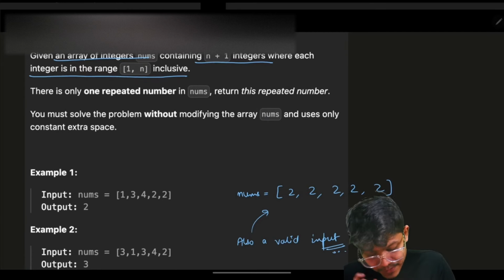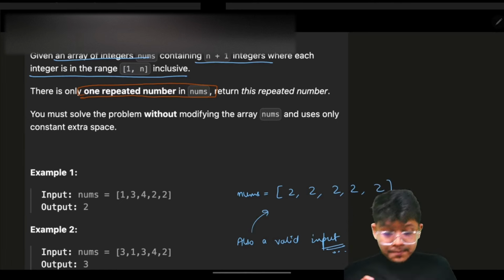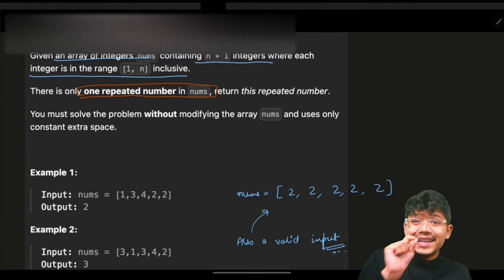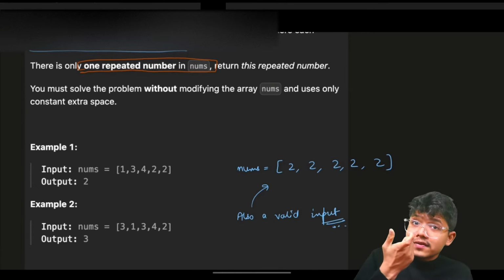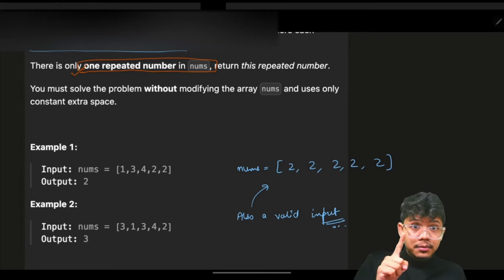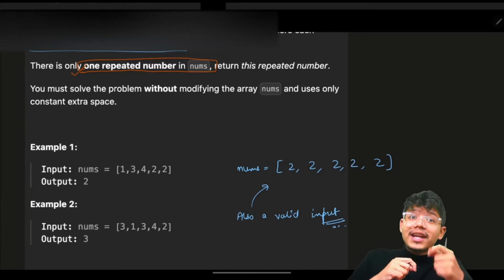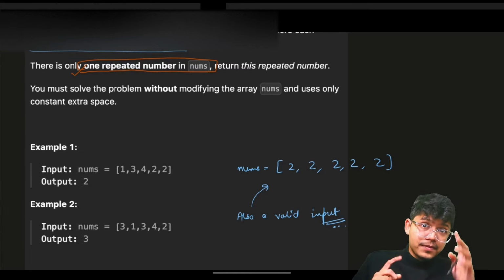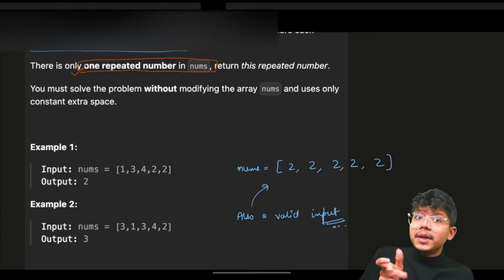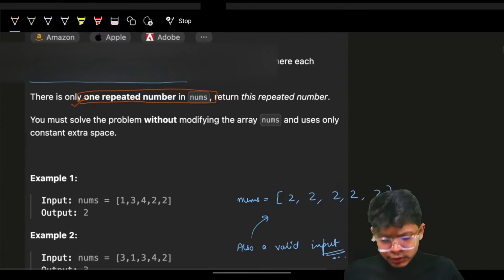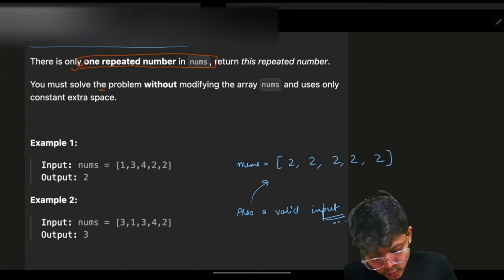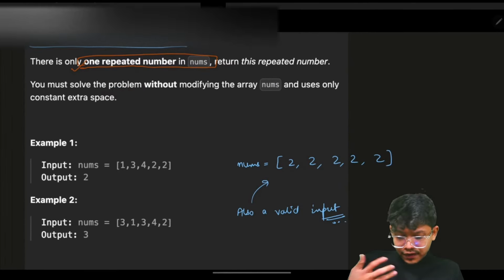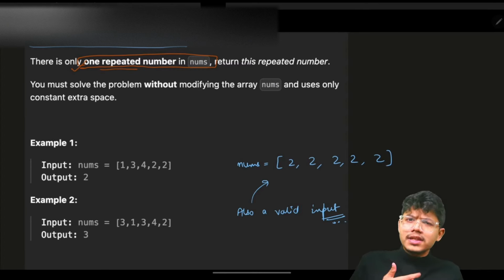Now it says one specific thing: I have only one repeated number in my nums. Again, please make sure that these small things add up. You can ask a counter question to the interviewer: what is the frequency of the repeated number? Make sure that you ask these questions in an interview. My problem is to find out that one repeated number.